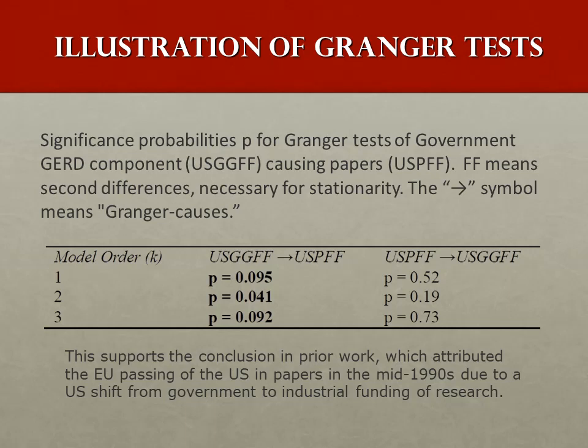They attributed the EU passing the United States in papers in the mid-1990s due to the U.S. shift in industrial funding of research. However, you notice that the European Union is not shown here, and the reason is that the Granger tests for those series were not significant. So that's what you get with Granger testing. It sometimes disappoints you that way.